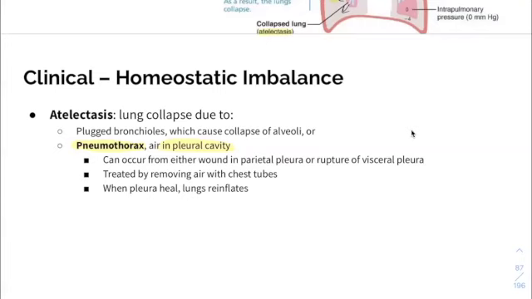If air gets into that pleural cavity, the only way to get it out is through chest tubes. You're going to have to put a chest tube of some sort into the pleural cavity and draw the air out of that cavity. The pleura that surrounds the lung self-heals because it's made of epithelium, and epithelial tissue is one of the best tissues in the body at regenerating. So it'll heal itself, and once that happens, the lung can reinflate.